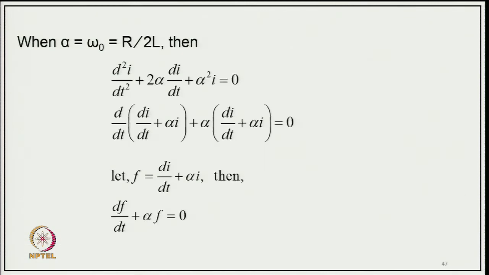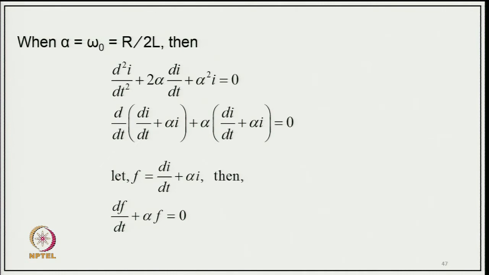Now, coming to the solution of the response. So, alpha equal to omega 0 equal to R upon 2L, then we said d²I upon dt² plus 2 alpha dI upon dt plus alpha square I equal to 0. Then we can divide it algebraically into two parts, like d upon dt.